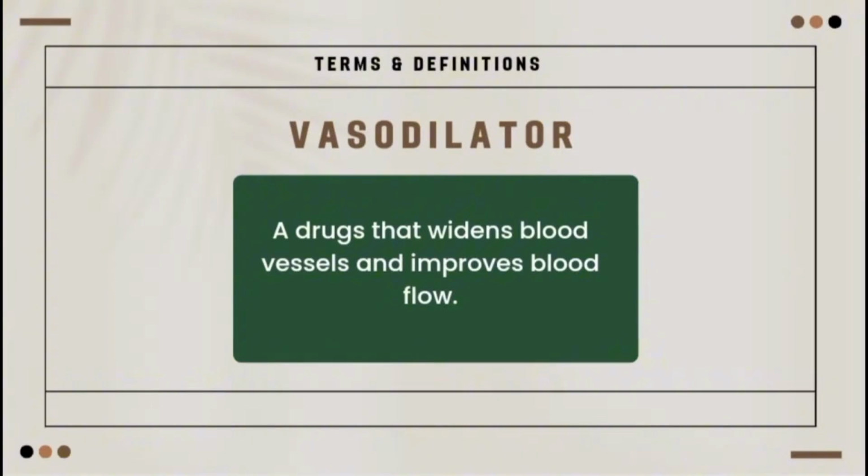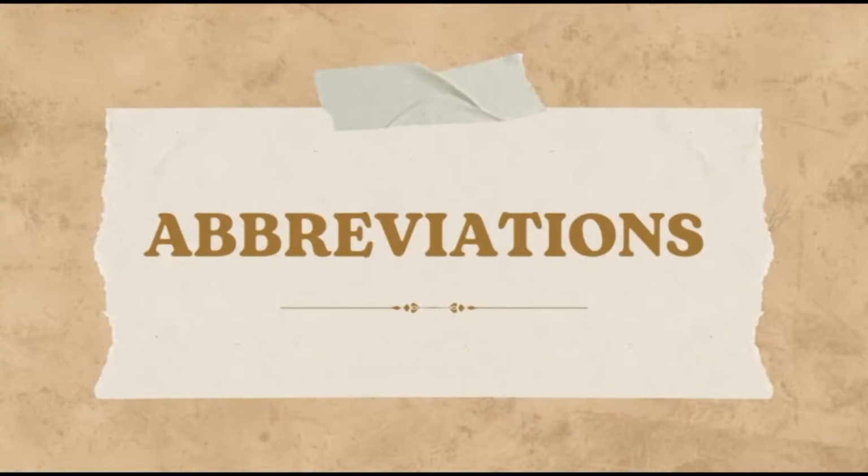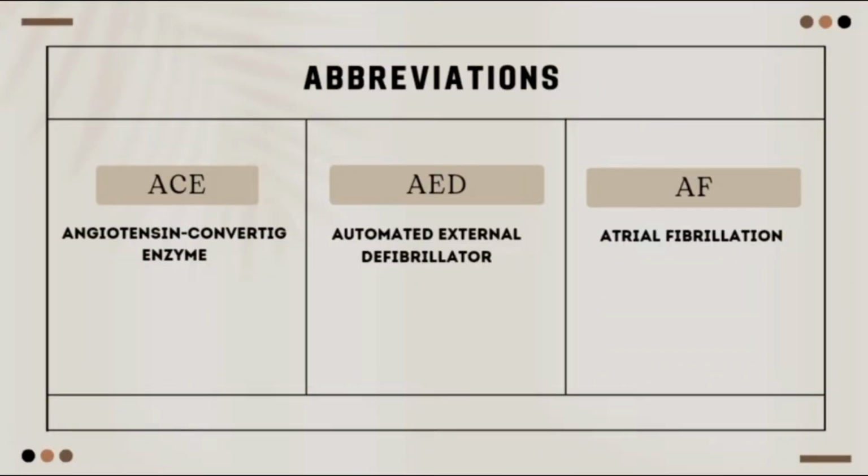And lastly is vasodilator. It is a drug that widens blood vessels and improves blood flow. And now let us move on to the abbreviations. First on the list is ACE or angiotensin converting enzymes.